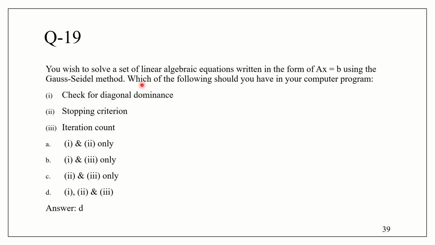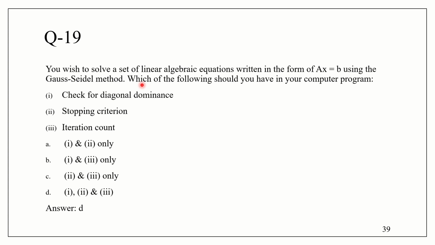So Gauss Seidel, when we are using, we need to have a criteria for diagonal dominance. That is true. And since it is going in iteration, it would be going in a loop. So we should have some stopping criteria, like if the tolerance or the value is less than this particular limit, then the iterative loop can stop. And also we need to know how many iterations it has run. So iteration count also needs to be included in the algorithm.